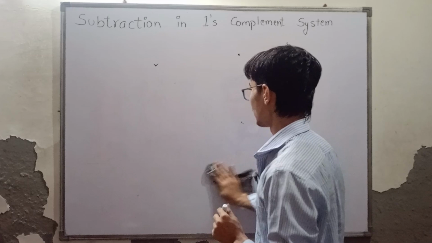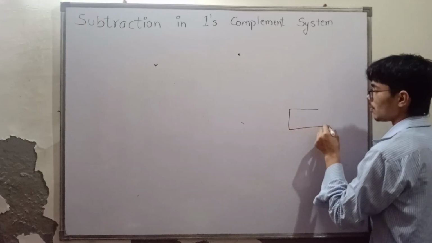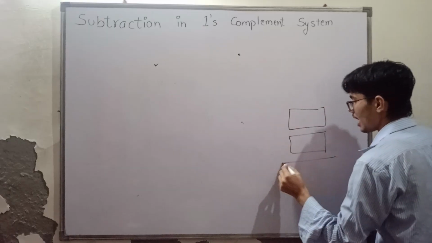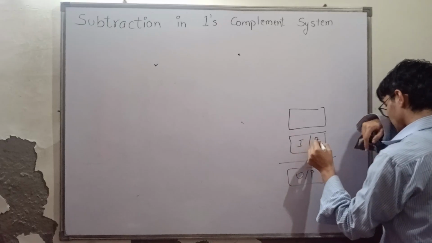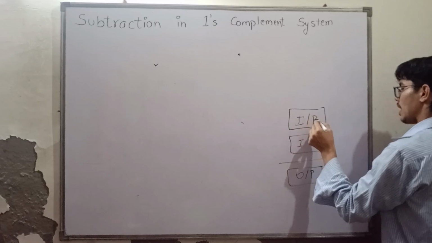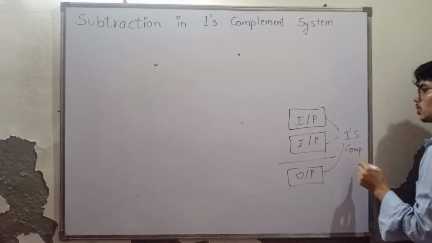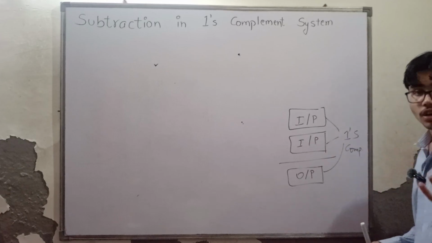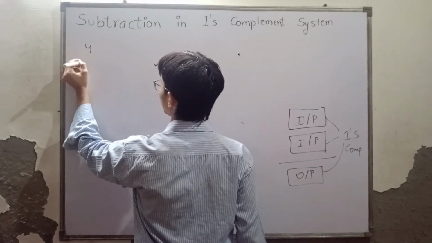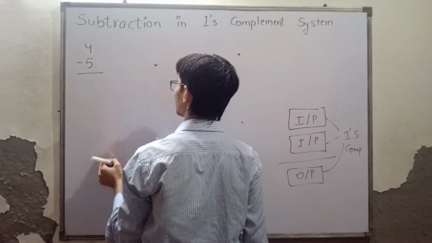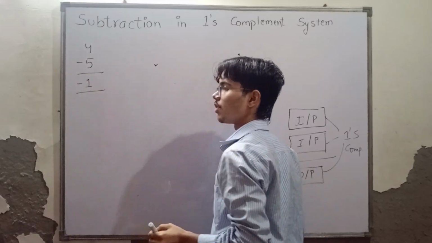Okay, now we will subtract and solve all the types of things that came to our mind. Here I want to write that both the input and the output are present in 1's complement form. What this means, let's take an example: 4 minus 5. Our answer has to come as minus 1. Okay, minus 1 we want to get.